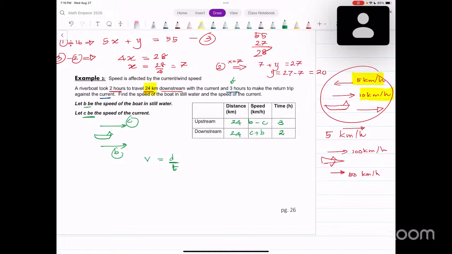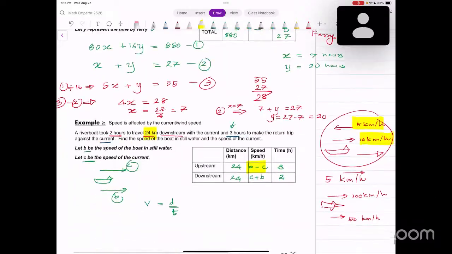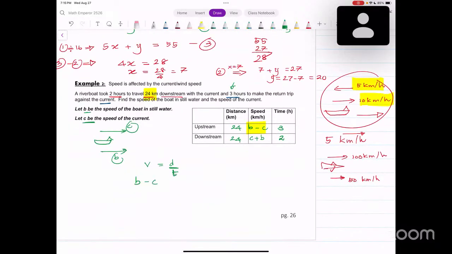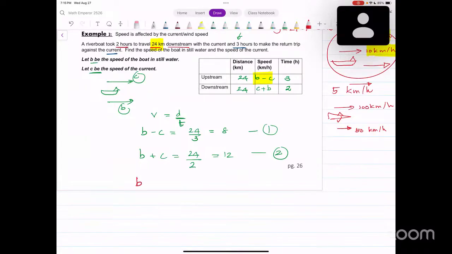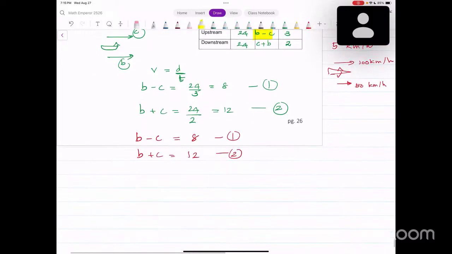So let's go back to C. What is my speed in upstream? B minus C. D is 24. It took me 3 hours, so technically I can say that is 8. Second one, B plus C, is 24 divided by the time, which is 2, which is going to be 12. Equation number 2. So to make it nice, let's rewrite that: B minus C is 8, equation number 1. B plus C is 12, equation number 2. Now it's pretty easy to work with equations 1 and 2.